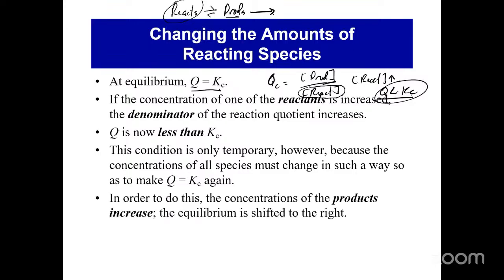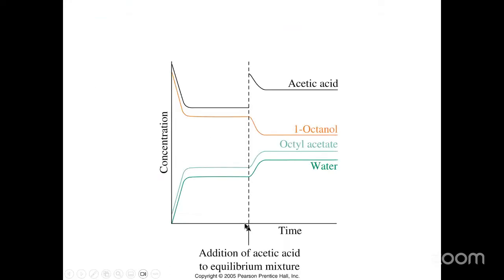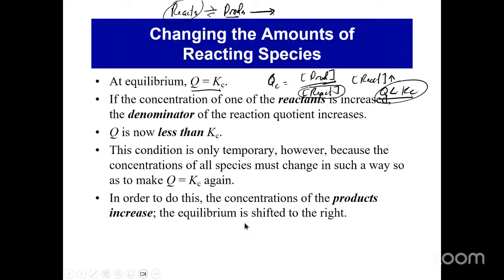So basically, as I just said, the concentration of the product will increase, which means that the equilibrium will have to shift to the right. And therefore, once the product concentration increases, and there will be a corresponding decrease in the concentration of reactants, then QC will be equal to KC, all right?